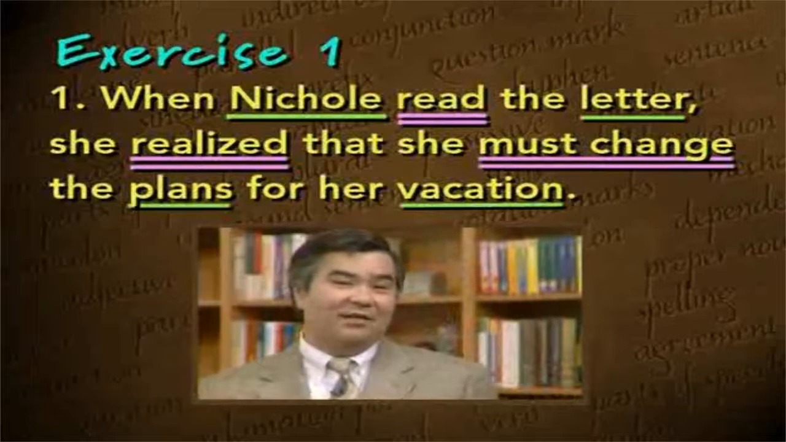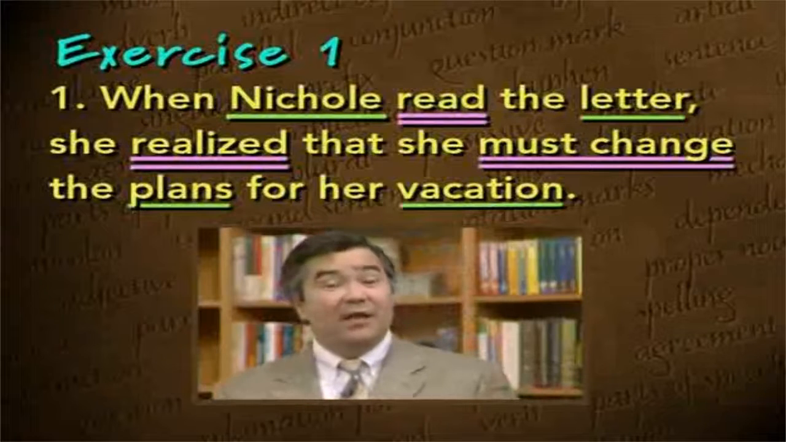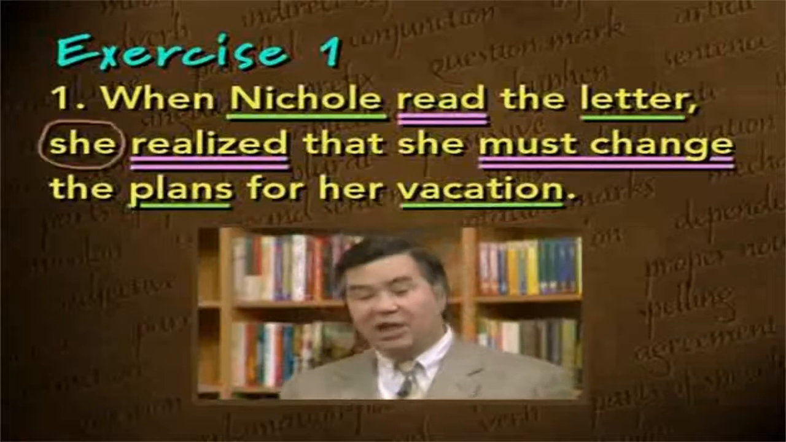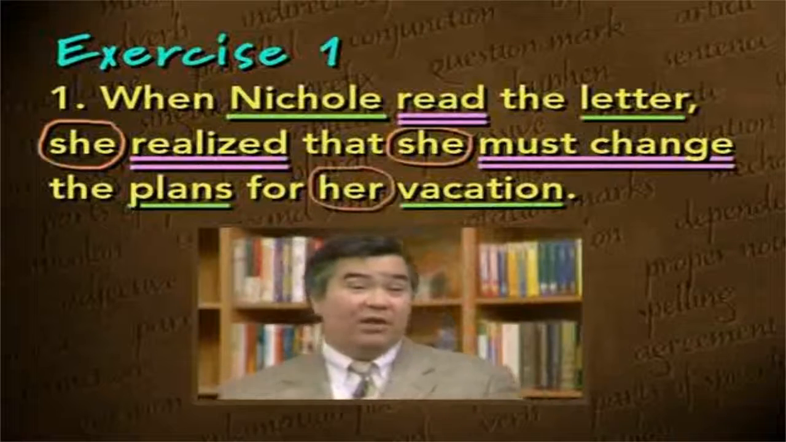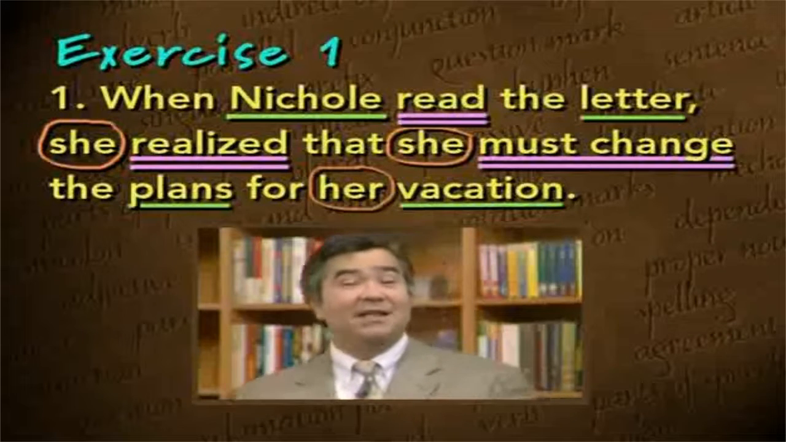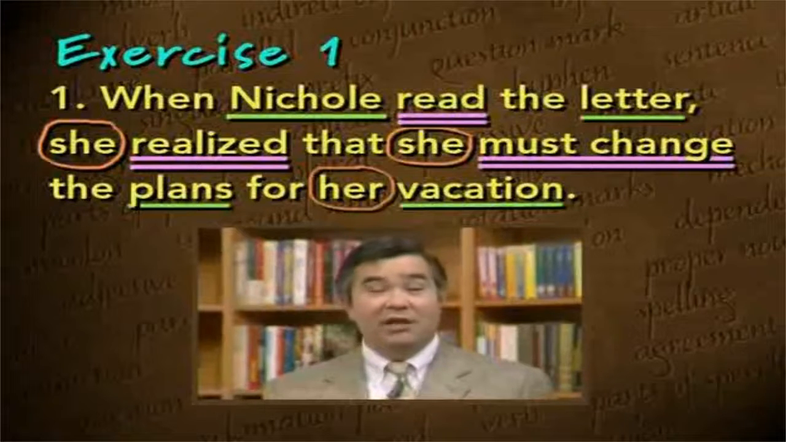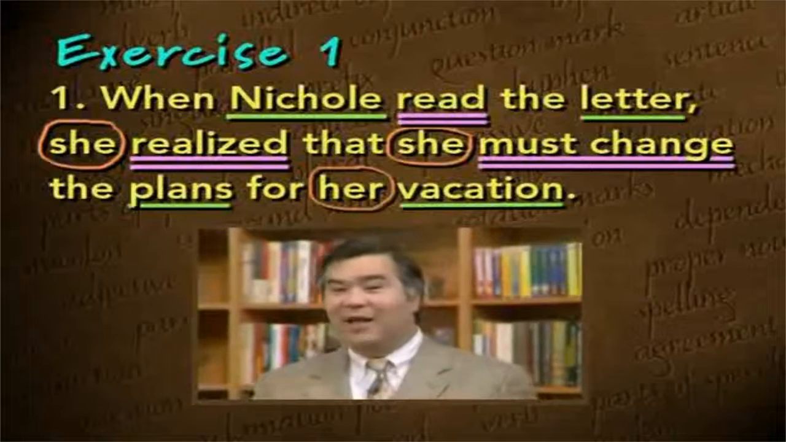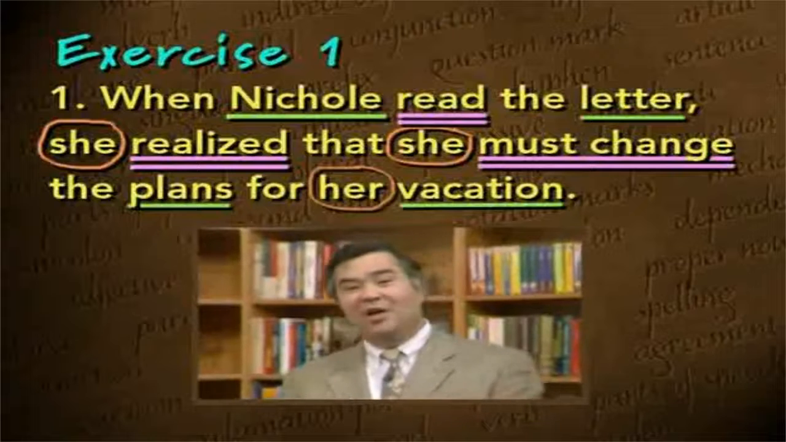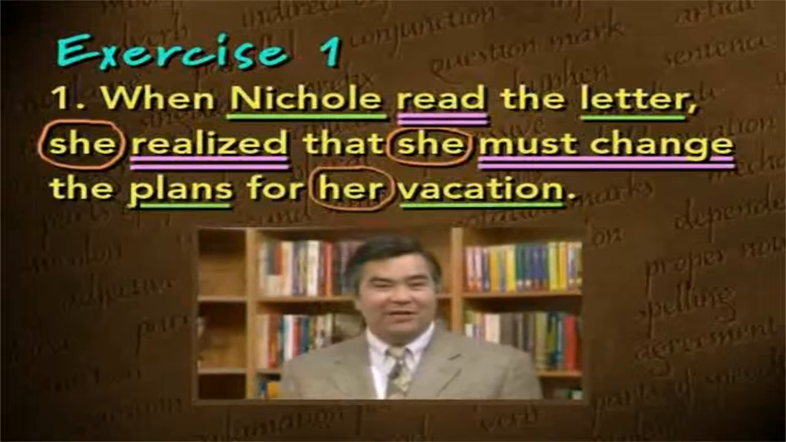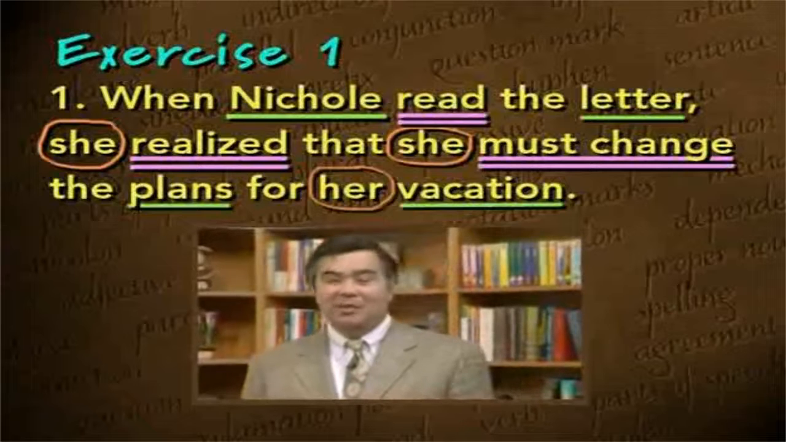Finally, pronouns. How many pronouns did you recognize in this sentence? There are 3 pronouns: she, she, and her. All 3 of these pronouns have the same antecedent. They all refer back to the same noun, namely Nicole. You could rewrite this sentence to substitute the proper noun Nicole for each of those pronouns. The sentence wouldn't read very well then, but the meaning would still be the same.